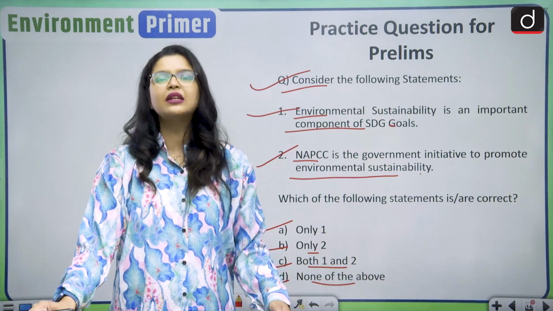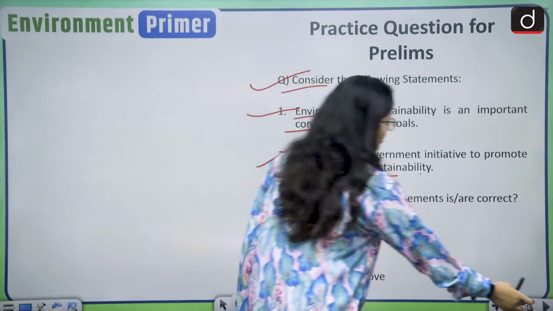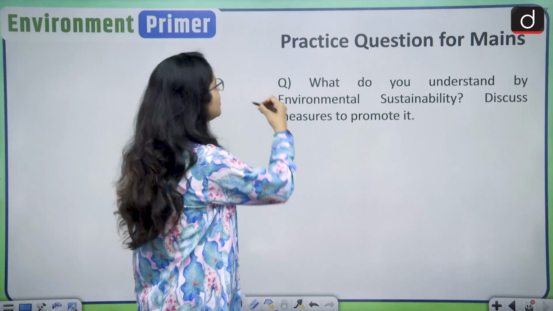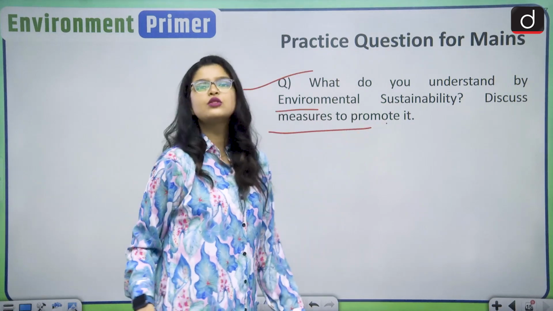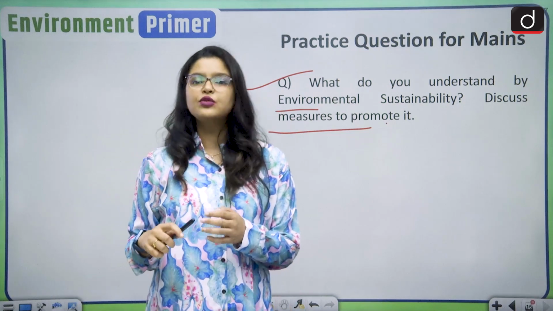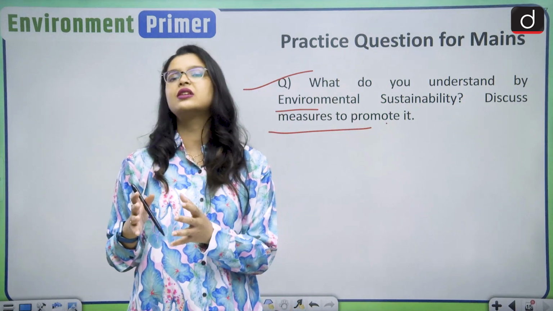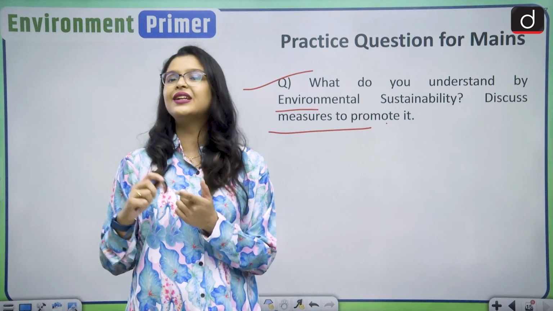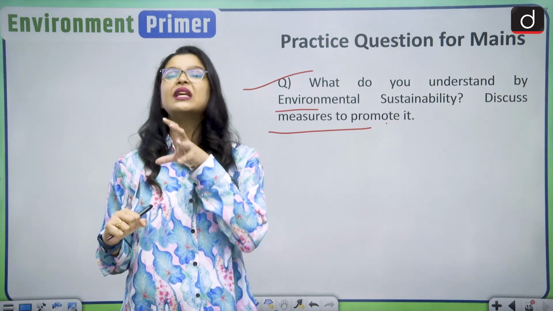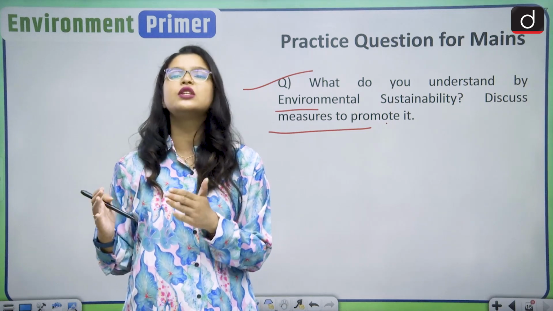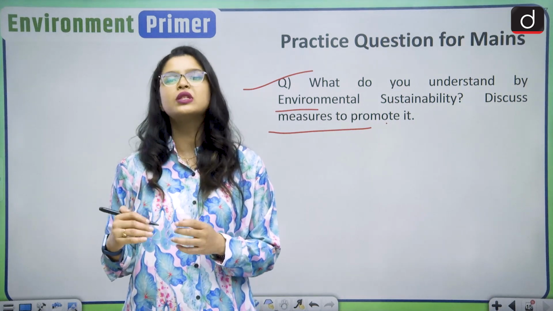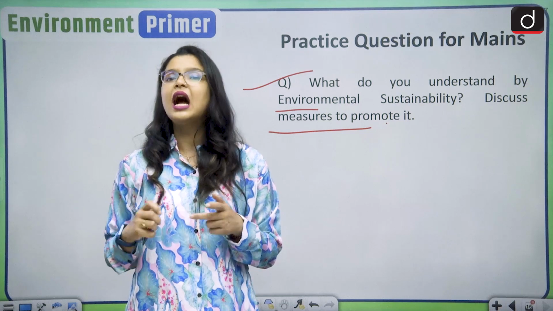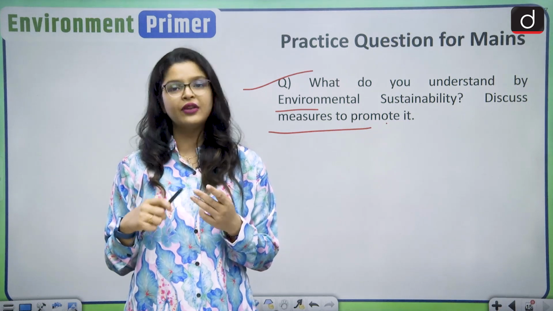Now let us see a practice question for your mains examination. So the question is, what do you understand by environmental sustainability? Discuss measures to promote it. You will start from whatever I have discussed in my lecture today, with the introduction, that it is a responsibility cast on the present generation to use the resources so that the ability of the future generation to use them is not compromised. We are trying to sustainably develop.